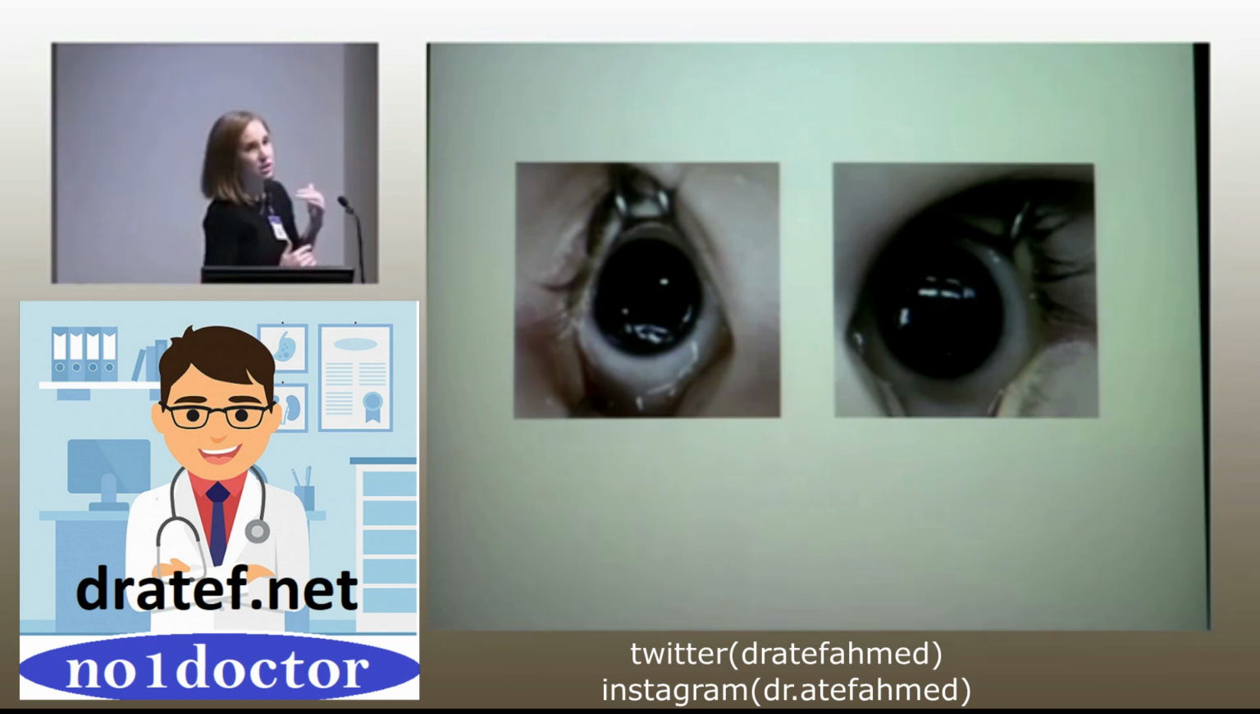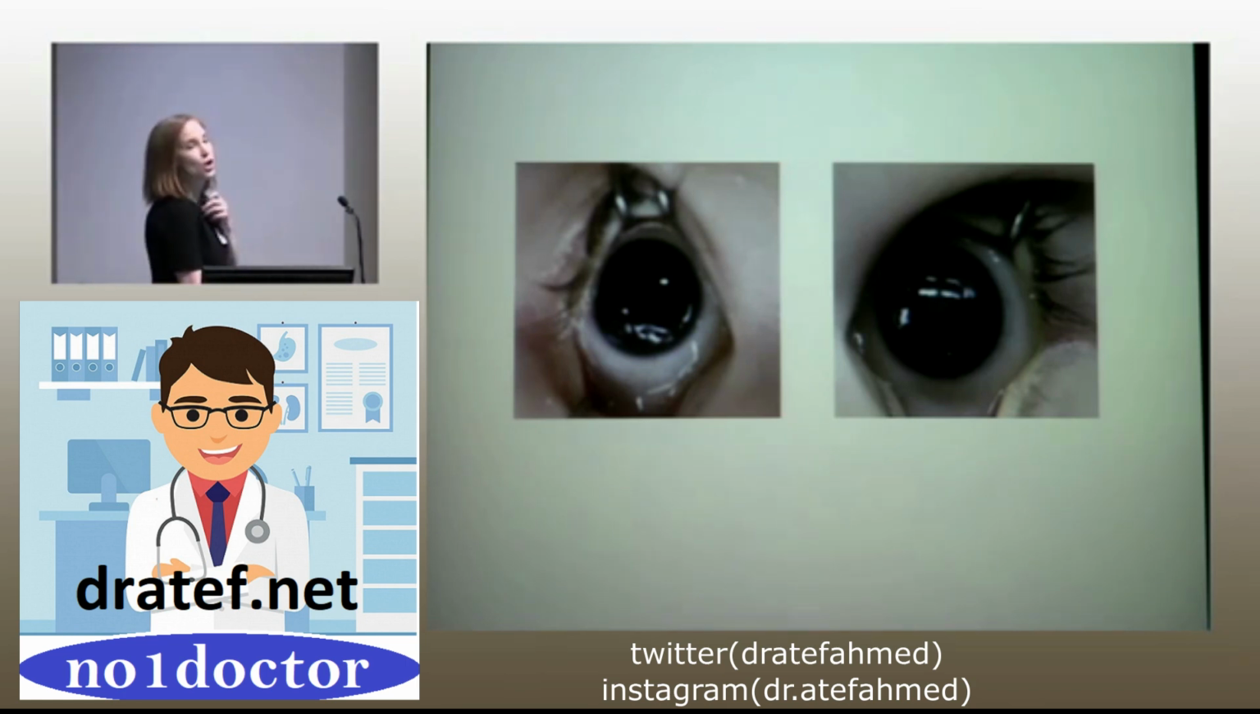The anterior segment actually looks pretty normal. It's just that there's no AC. It's about a half millimeter difference in corneal diameter in the OR.